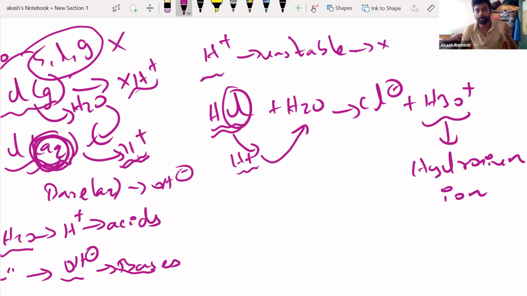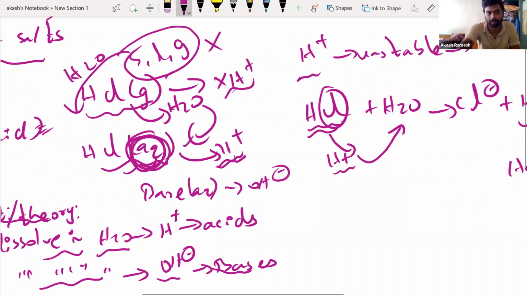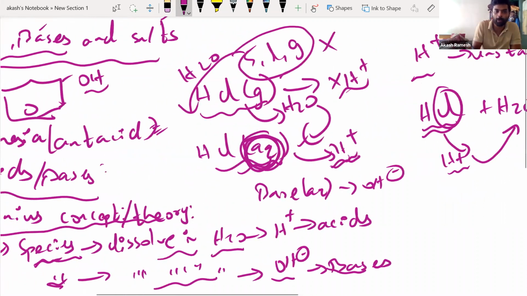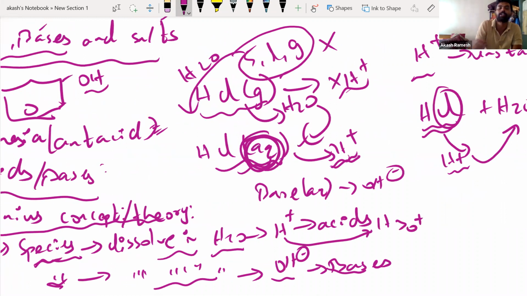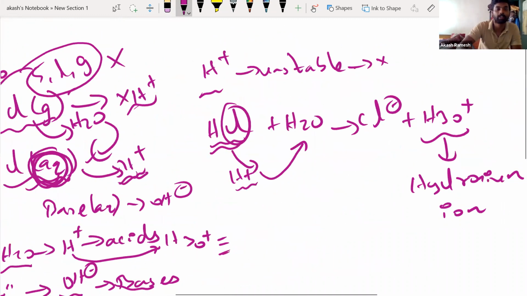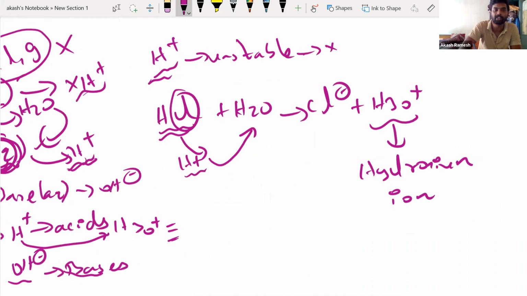So I can go back to the definition. A species which produces H plus on dissolving in water is what is called an acid. Now, instead of H plus, you can even write H3O plus, and that's a correct statement. That is actually a better statement. Why is it a better statement? Because the H plus ions you see are unstable.